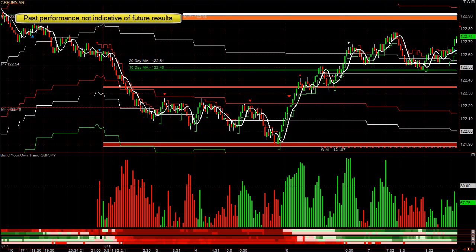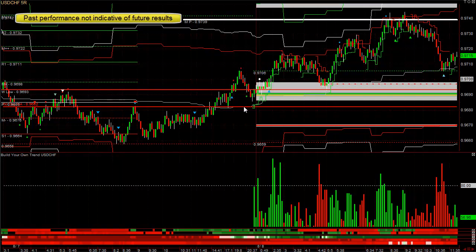Let's take a look at some of the other ones on here. Here's the dollar Swiss above yesterday's value area high and the point of control.